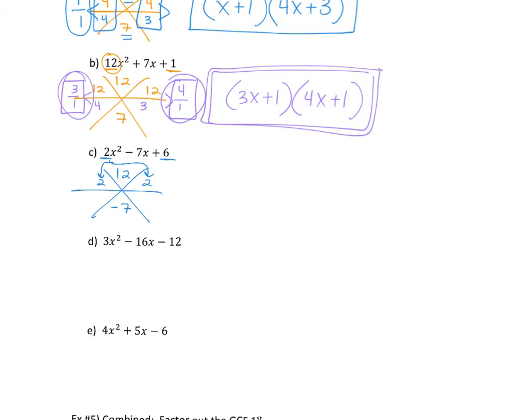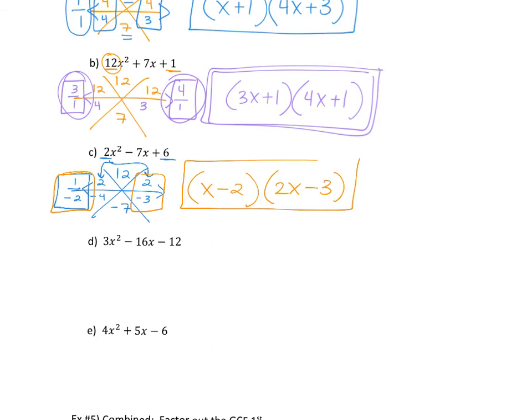So I can do two negatives. I can do a negative 4 and a negative 3. But again, if you can reduce that fraction, you need to reduce it. So 2 over negative 4, you want to keep the negative with that bottom number. This would be 1 over negative 2. And this is going to stay put. So this over here is going to be x minus 2. And this one is going to be 2x minus 3. And that will be your answer.